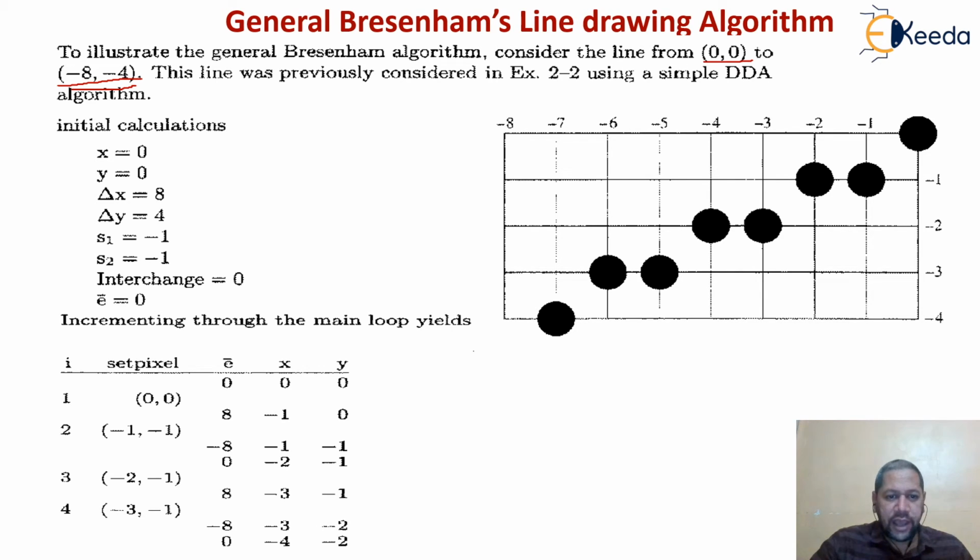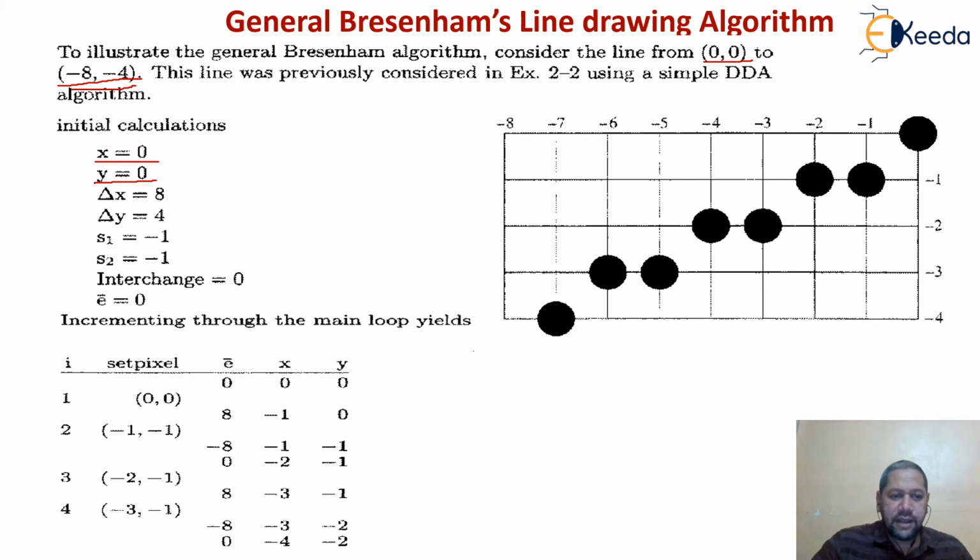The line was previously considered in the example using the DDA algorithm, so now we can consider the same over here and check it. What is the initial calculation? x is equal to x1, y is equal to y1, and x1 is 0, y1 is 0.